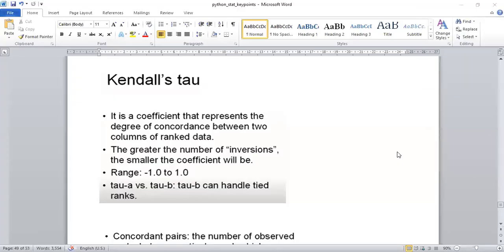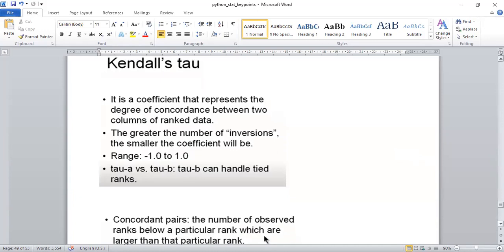Just go through it, then you can understand. It is a coefficient that represents the degree of concordance between two columns of ranked data. The greater the number of inversions, the smaller the coefficient will be. I will explain what that means. The range is minus 1.0 to 1.0. So, tau A versus tau B. Tau B can handle tied ranks. There is a customized formula which is used in case of tied ranks, for groups which have ties.